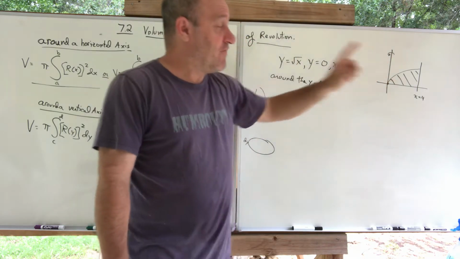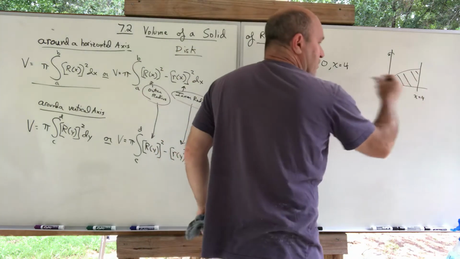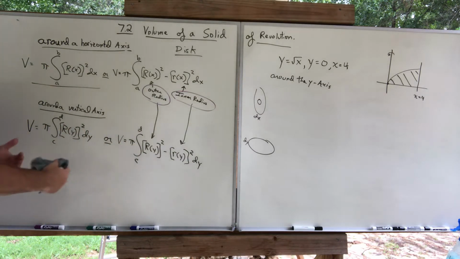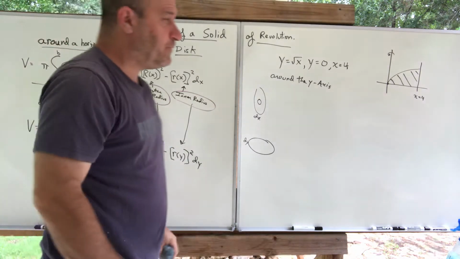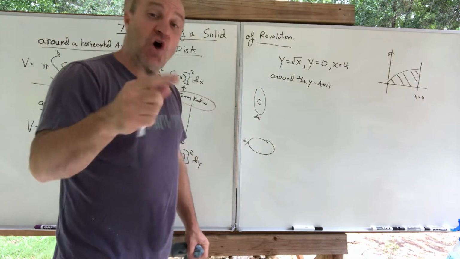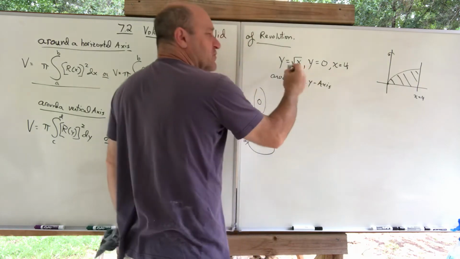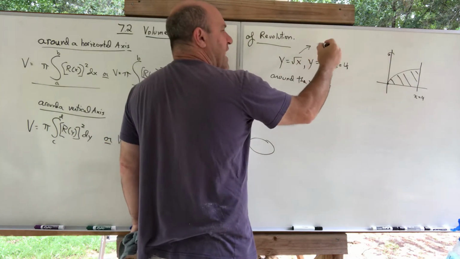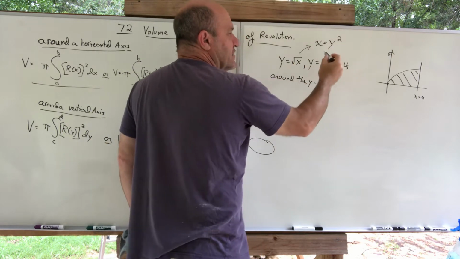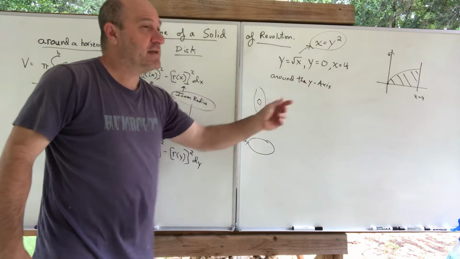Also, because I'm going around a vertical axis, I realize my disks look like this. The thickness of my disk is dy. I'm going to be working in y's. My formulas will be in y's, which means I want my functions in y's, solved for x in terms of y. Let's just do that. The name of this curve was y equals the square root of x, but if I solve for x in terms of y, I square both sides and x equals y squared. So there's the name of my curve in terms of y. This is the name of it in terms of x.